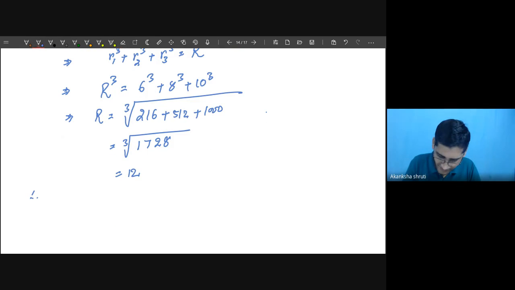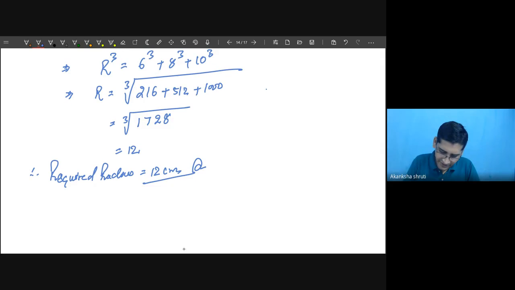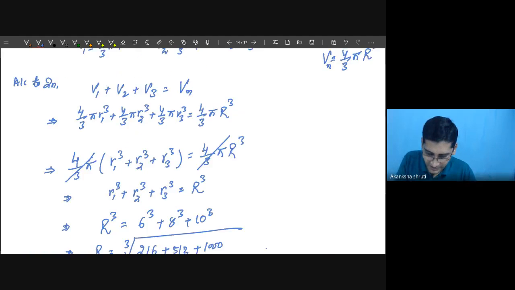Therefore, the required radius is equal to 12 centimeter. It's so simple. It may be asked what is the surface area, then you shall take 4 pi capital R square. You may substitute it here. So it is like 4 pi 12 square. You can get this value. It's very easy. So this was all about how the conversion is occurring.